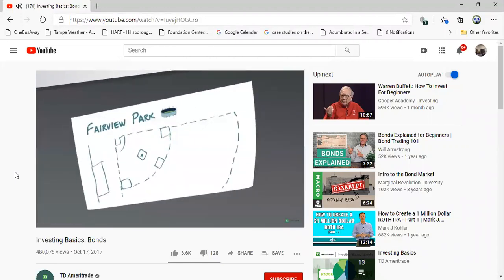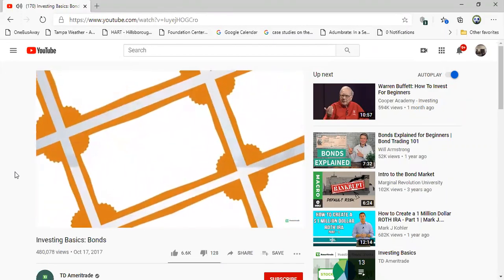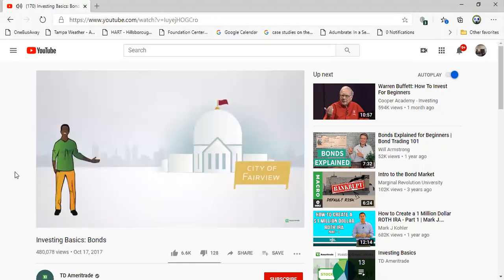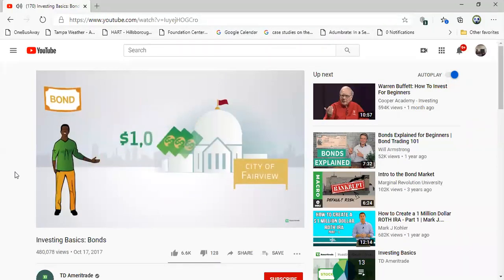In this example, the city of Fairview wants to build a new baseball stadium, so it decides to issue bonds to raise money. Each bond is a loan for $1,000, which Fairview promises to pay back in 10 years. To make this loan more attractive to investors, Fairview agrees to pay an annual interest rate of 5%, which in the bond world is also known as a coupon rate. An investor buys the bond at face value for $1,000.